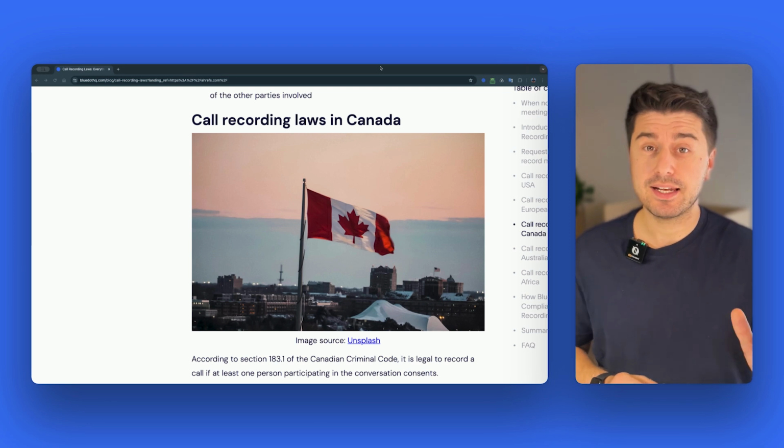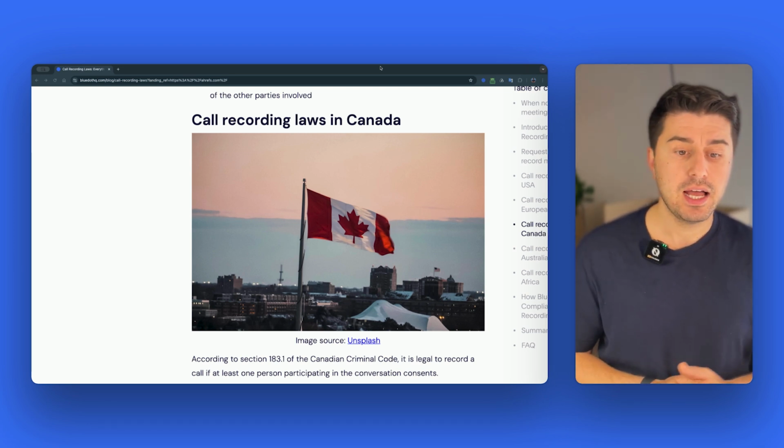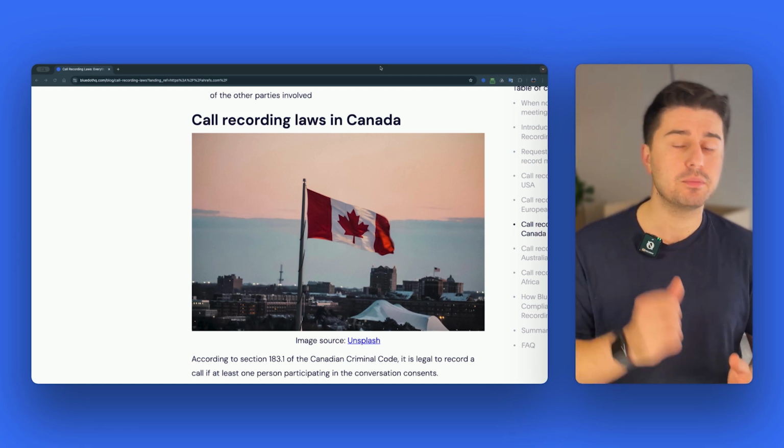And the next one is Canada. In Canada, it's quite straightforward as well because Canada follows one-party consent under their Canadian Criminal Code. So it's legal to record if only one party consents.